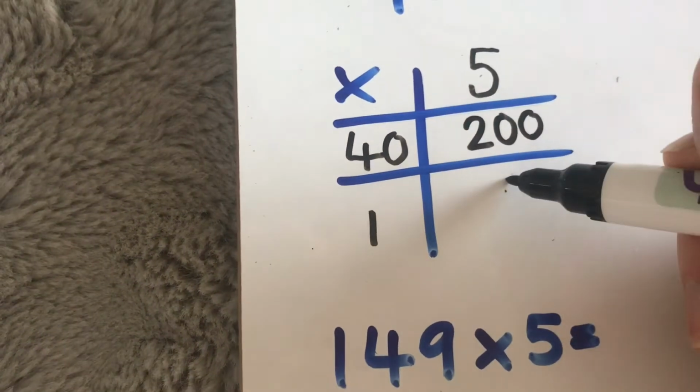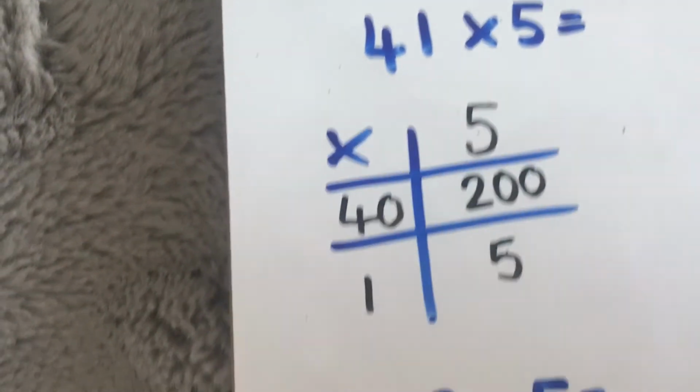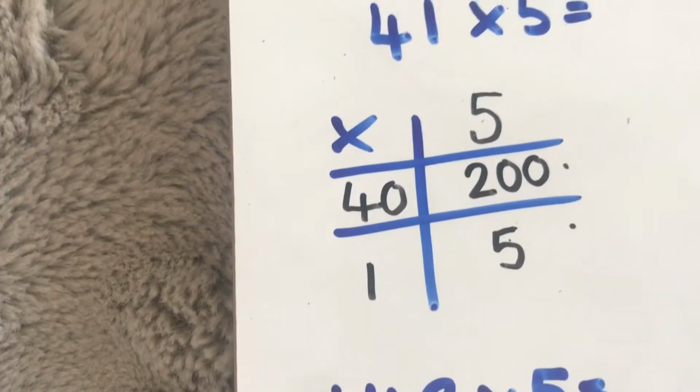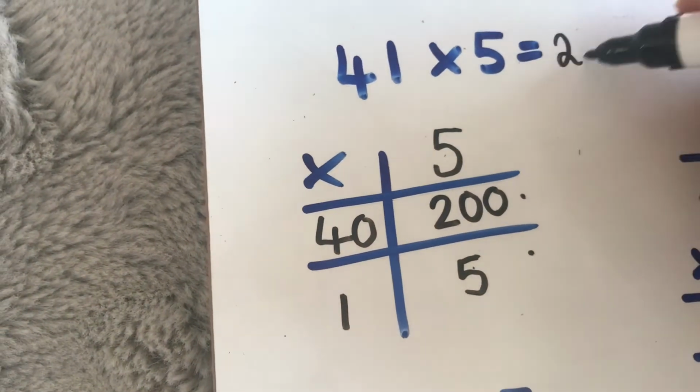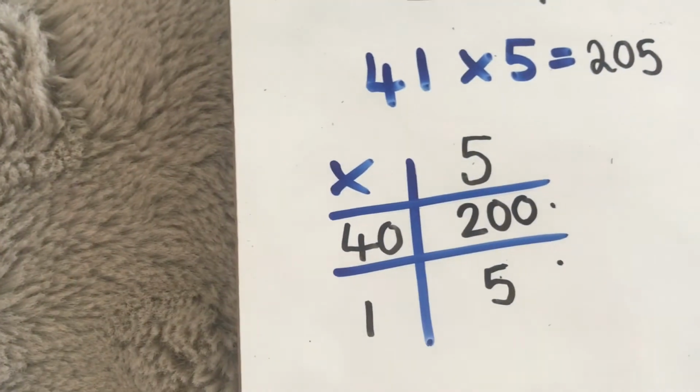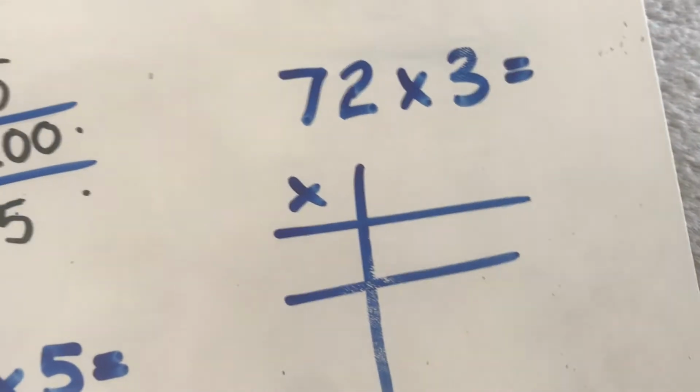1 times 5 is 5. What's the answer then? You need to add these two numbers up together and then write the answer. The answer is 205.